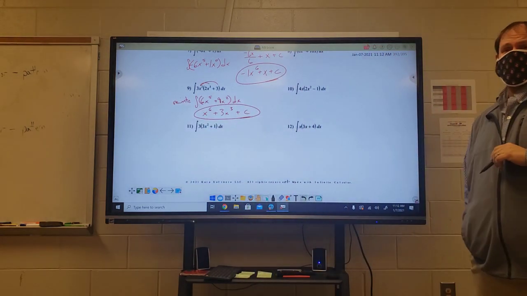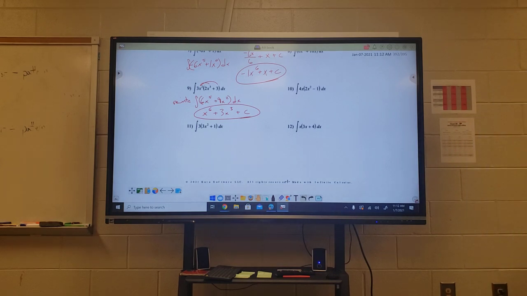Now you may have to have an intermediate step at this point, but you'll get better. You'll get really fast at it. You say, oh, okay, the derivative of 3x cubed is 9x squared. All right.